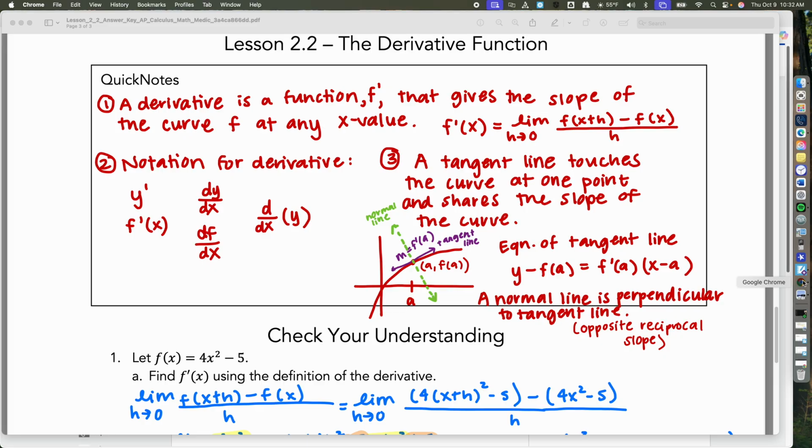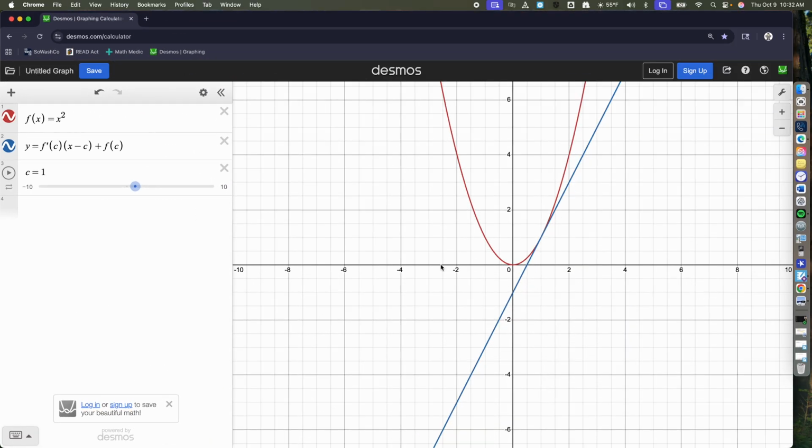And so here's what I've kind of got. So Luke showed me how to make the slider. I don't know if you guys know how to do that or not. I never needed it before, I guess. But in terms of trying to show you a tangent line, this is actually pretty handy.